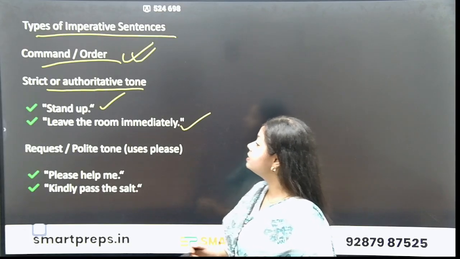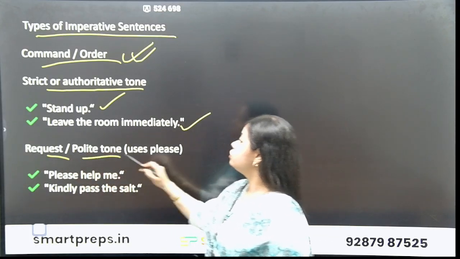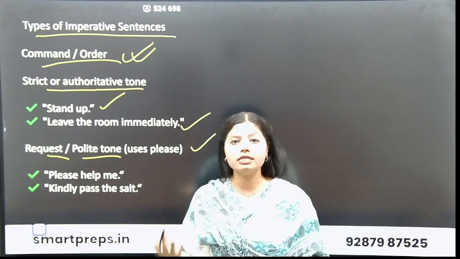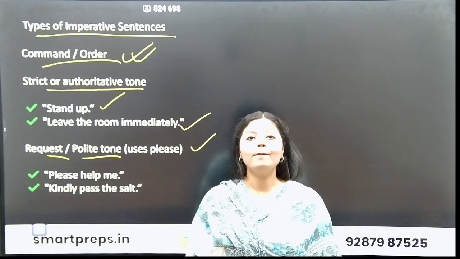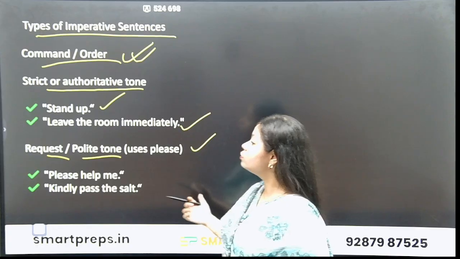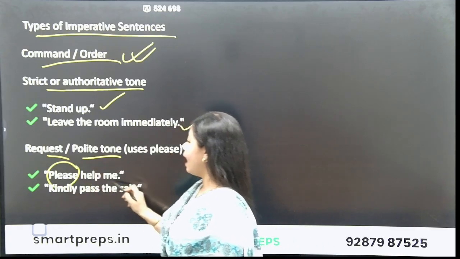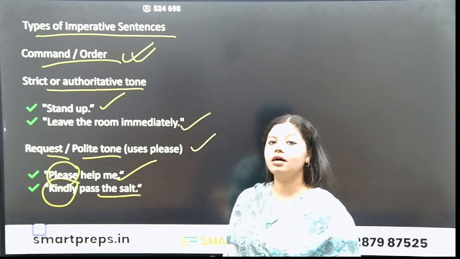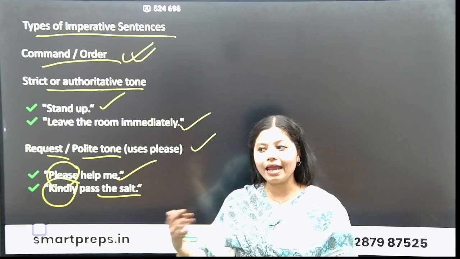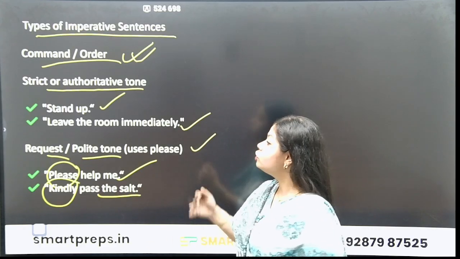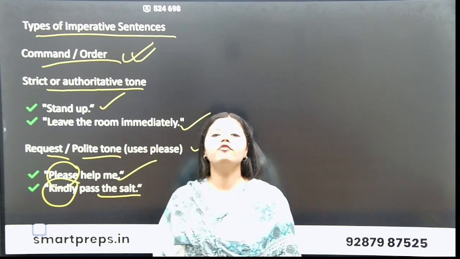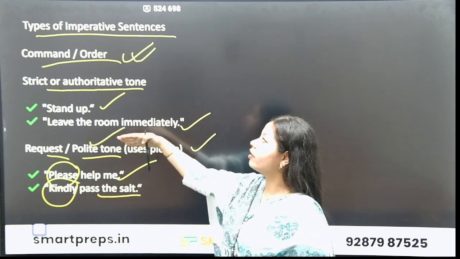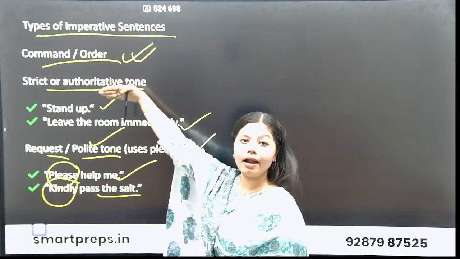The next type is request or polite tone, which uses please. Whenever we are requesting someone, we are giving a polite tone in the sentence. So we will use please, help me. Kindly pass the salt. So we are using please and kindly whenever we are requesting in a polite tone. This is a request type, and the earlier one is the command or order type.